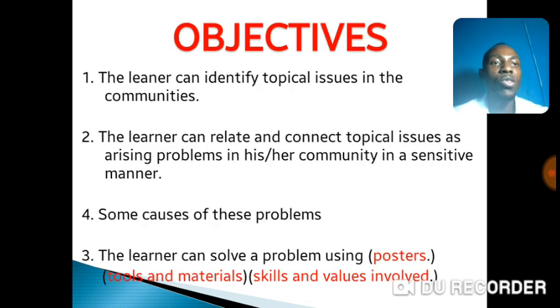What are we supposed to learn at the end of this lesson? At the end of this lesson, you can identify topical issues in your communities. Secondly, you can relate and connect these topical issues as arising problems in your community in a sensitive manner. You also identify some causes of these problems. You can solve a problem using posters.